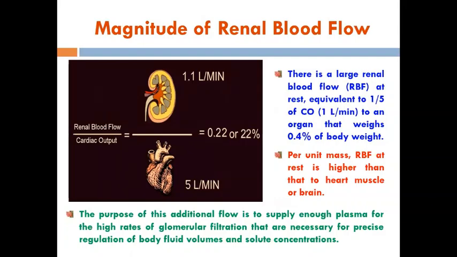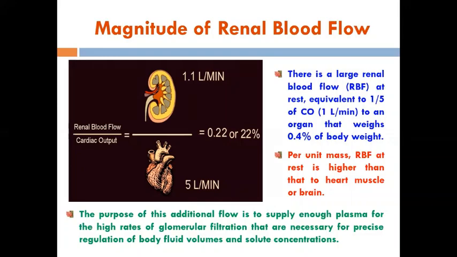So we proceed. Let's look at the magnitude of renal blood flow. You realize that in as much as the kidneys are small, the blood supply to the kidneys is about 22%, or 20%, of the cardiac output. So 22 or 20% of the cardiac output is going to the kidneys, and these kidneys are small.